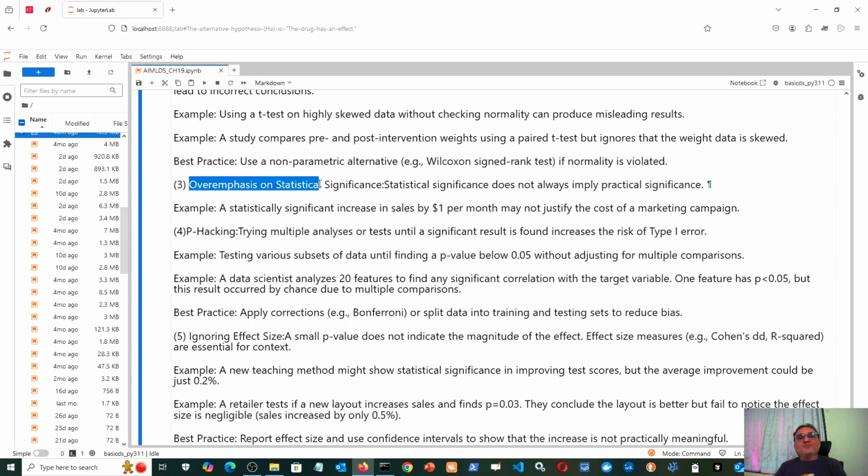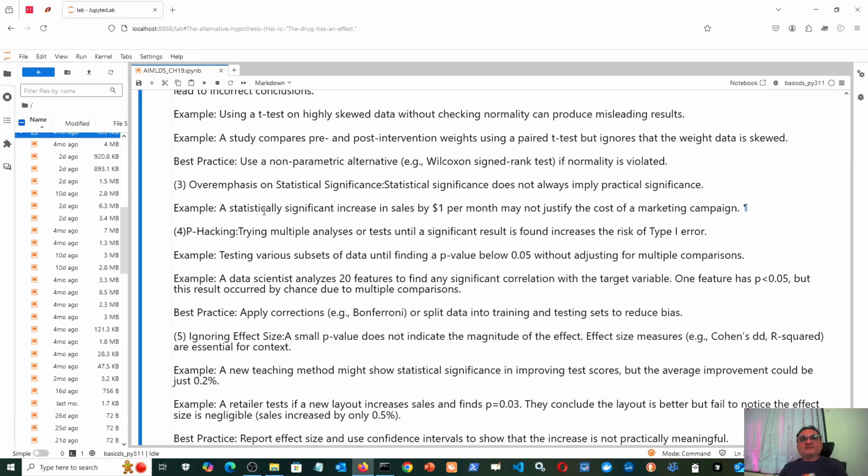Okay. Overemphasis on statistical significance. Sometimes what happens is statistical significance occurs. That means your p-value is less than alpha. So you say that yes, there is statistically significant evidence that the new marketing strategy will improve the sales. Okay. But it may not be practical. It may not make sense from a business point of view.